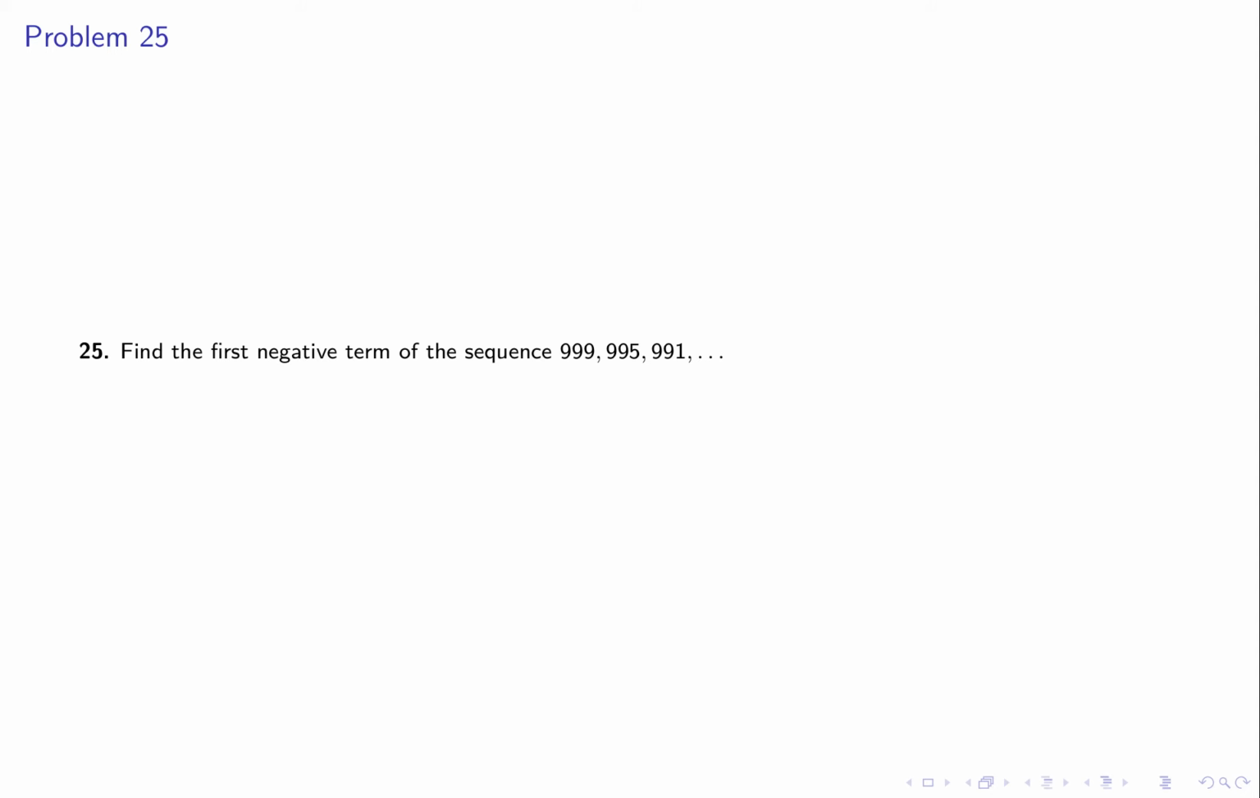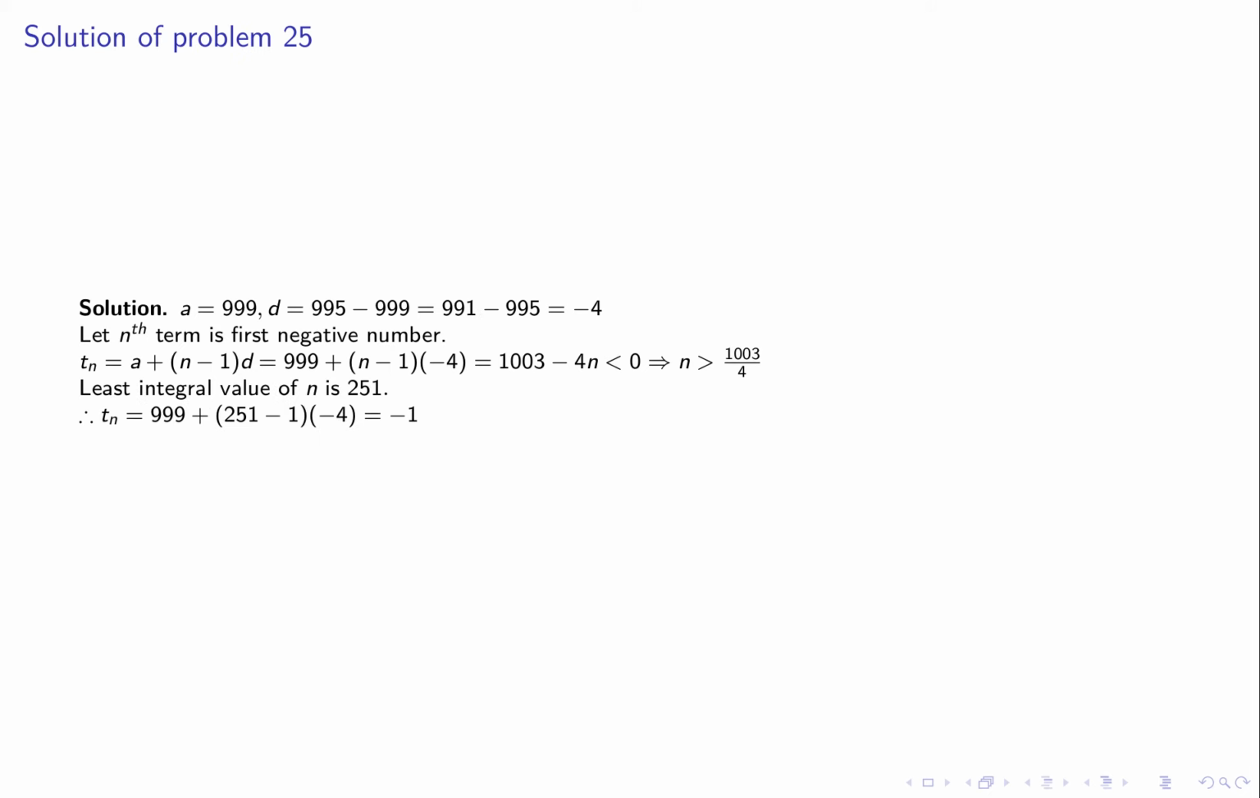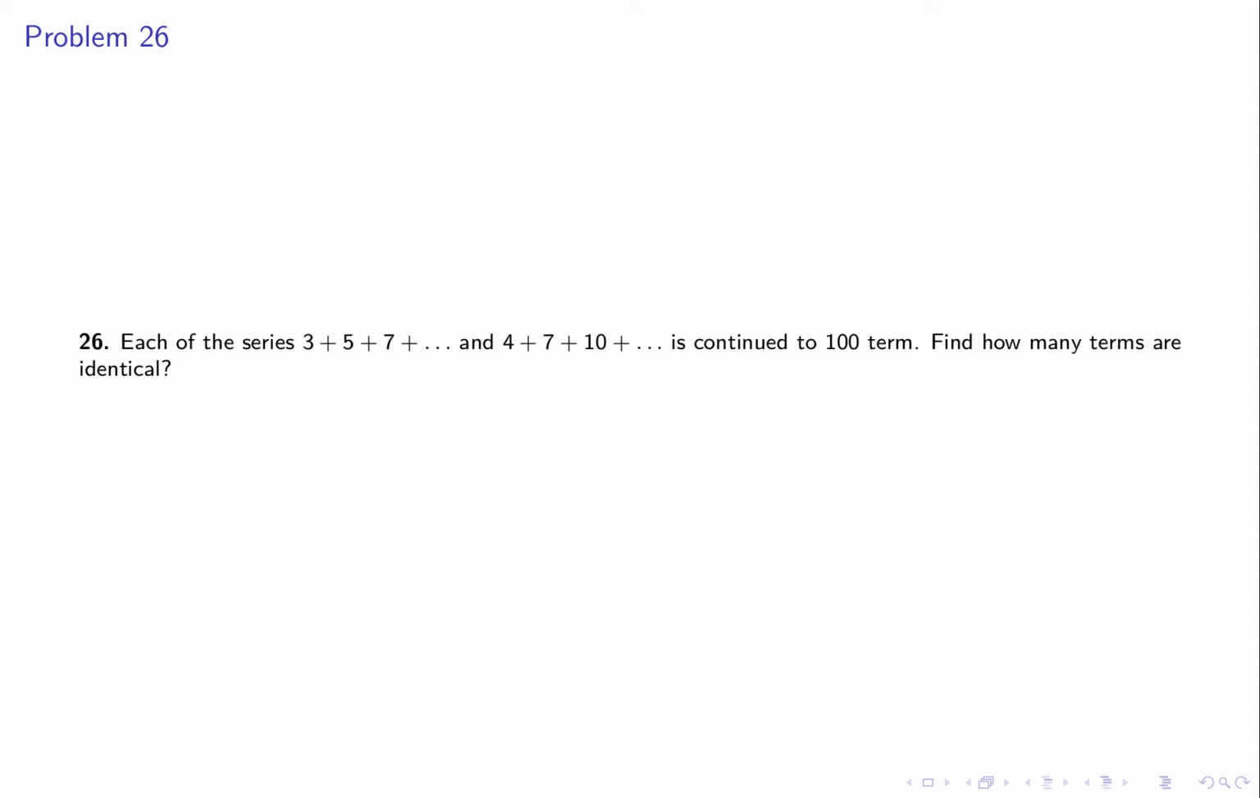Next question is: find the first negative term of the sequence 999, 995, 991, and so on. This problem is similar to the problem we have just solved, and we follow similarly and arrive at the answer of -1, so you can read it and do it yourself.